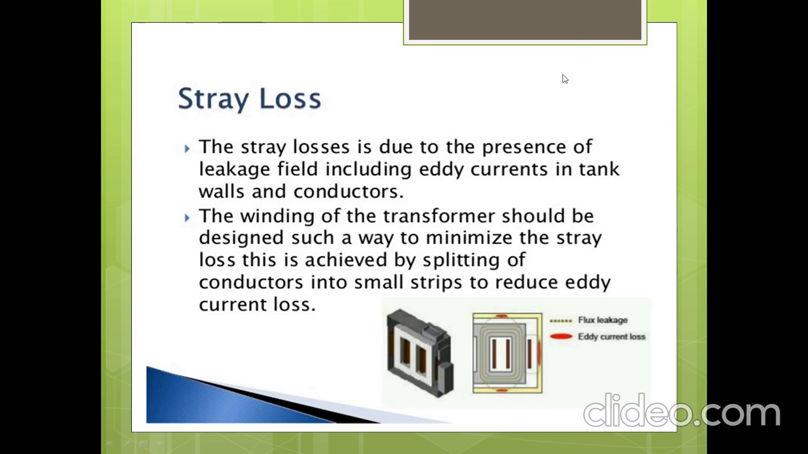So now we will see stray loss. The stray loss is due to the presence of leakage field, including eddy currents in tank walls and conductors. The winding of the transformer should be designed in such a way as to minimize the stray loss. This is achieved by splitting the conductors into small strips to reduce eddy current loss. Okay, in this diagram you can see the dotted lines represent the flux leakage and the red spots represent the eddy current loss.